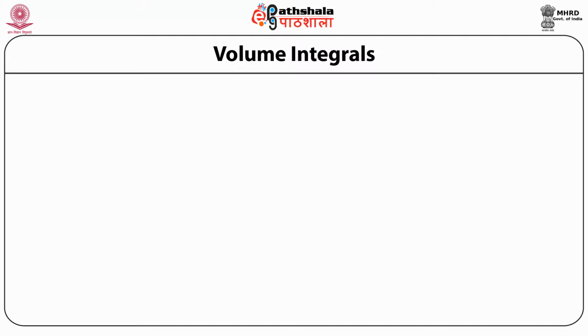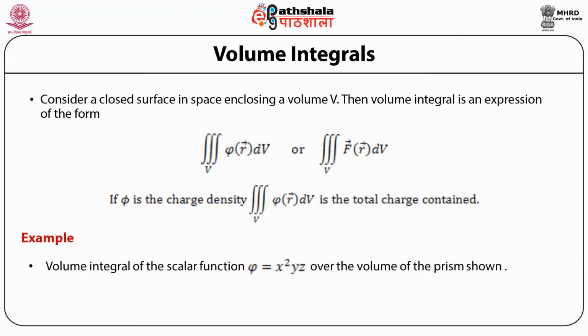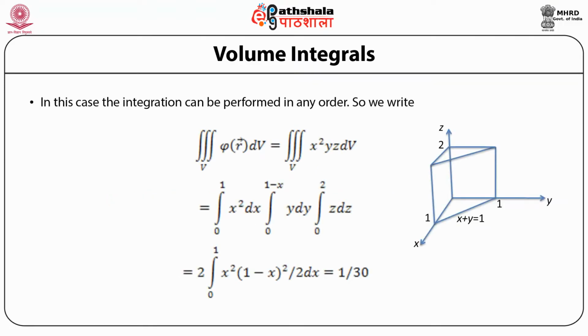Volume integrals. Consider a closed surface in space enclosing a volume V. Then a volume integral is an expression of the form volume integral of phi(r) dv or volume integral of F(r) dv. If phi is the charge density, then the volume integral of phi(r) dv is the total charge contained. For example, consider the volume integral of the scalar function phi equal to x square yz over the volume of the prism, which is shown.